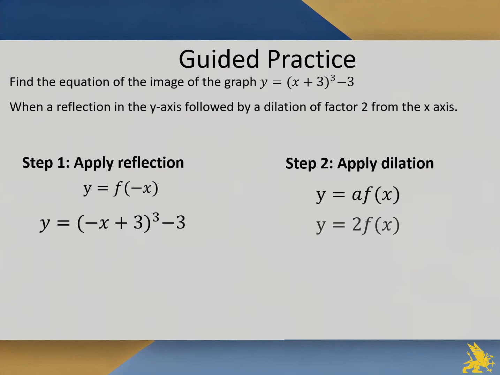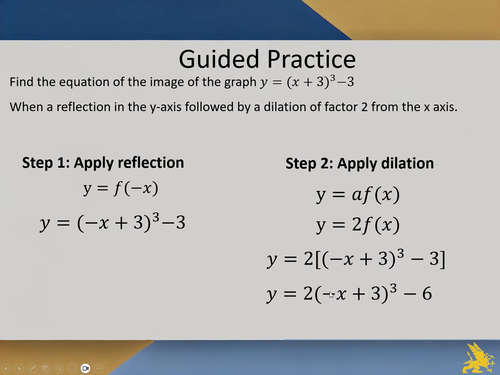So that means I'm just putting 2 in front of everything. Be mindful, I've got extra brackets here because the 2 must be times by everything. So now if I simplify this, the 2 goes out the front here and the 2 times with negative 3 to get y is equal to 2 times (negative x plus 3) in brackets to the power of 3, take away 6.